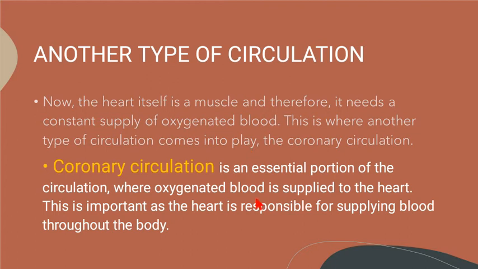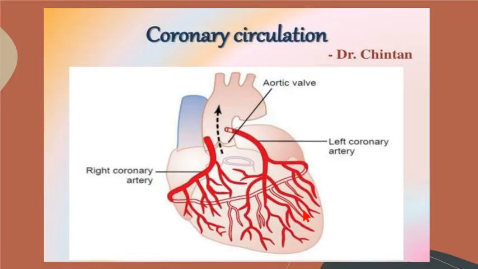Now there is another type of circulation which is called the coronary circulation. The word coronary is related to the heart, so it means the kind of circulation in which oxygenated blood is supplied to the heart, because the heart is made up of muscles. It's a muscular organ made up of cardiac muscles. The heart also needs nutrients, oxygen, and glucose. So in coronary circulation, basically oxygenated blood is supplied to the heart. Now you see the right coronary artery and the left coronary artery. These arteries are responsible for delivering oxygen to the heart.